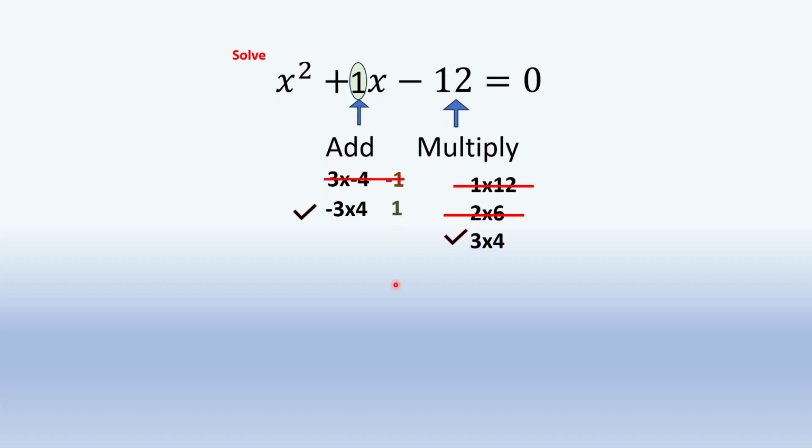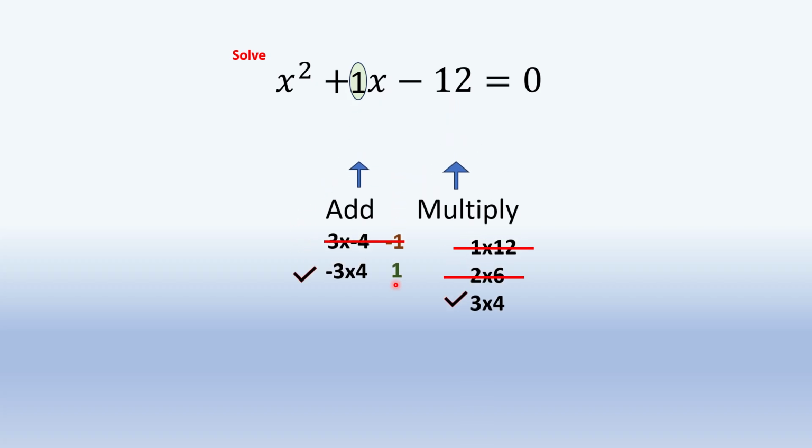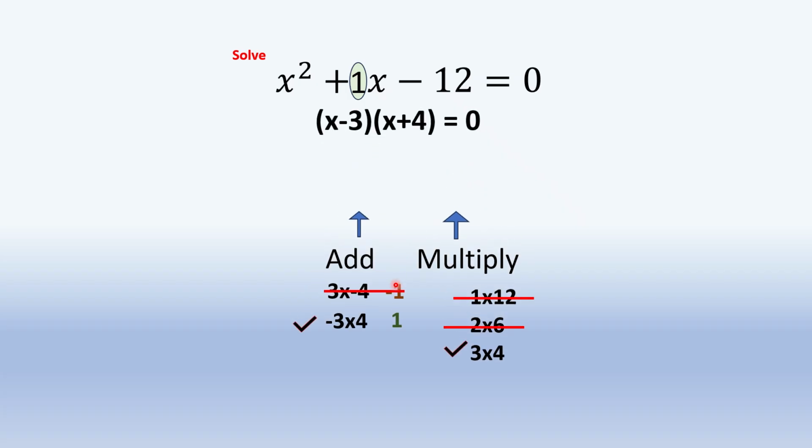Now we got the two numbers. We open the nice brackets. x minus 3 and x plus 4 equals 0. As I've said before, just change the sign. So it's x equals 3 and x equals negative 4. And that's your nice final answer for this question. How easy.